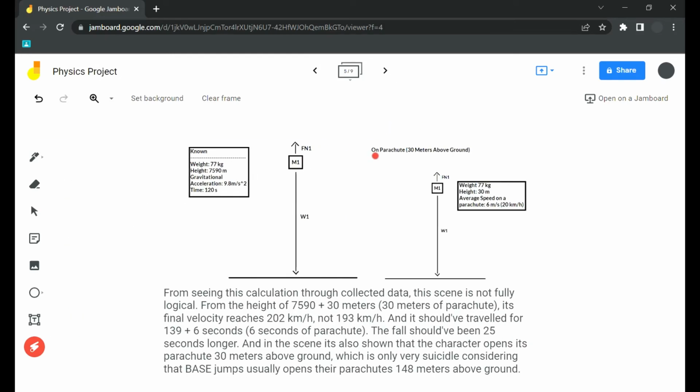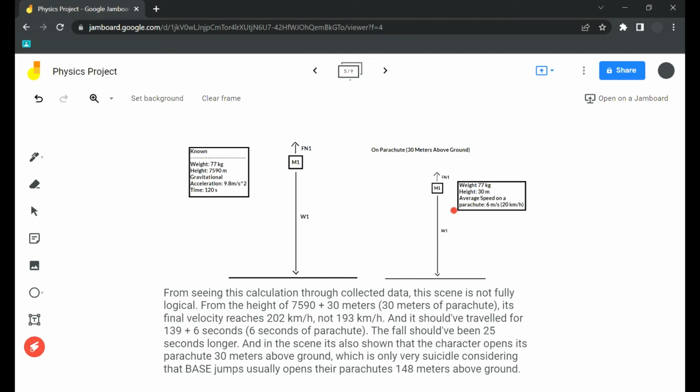And this is the free body diagram of the free fall. The first one is the free fall itself. The free fall is very simple: it's just weight and some forces such as air resistance. And this one is on parachute, 30 meters above ground. From this calculation compared to the collected data, this scene is not fully logical.